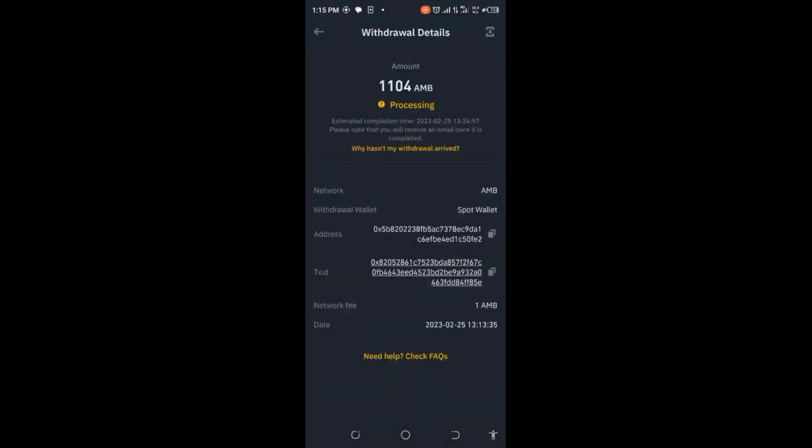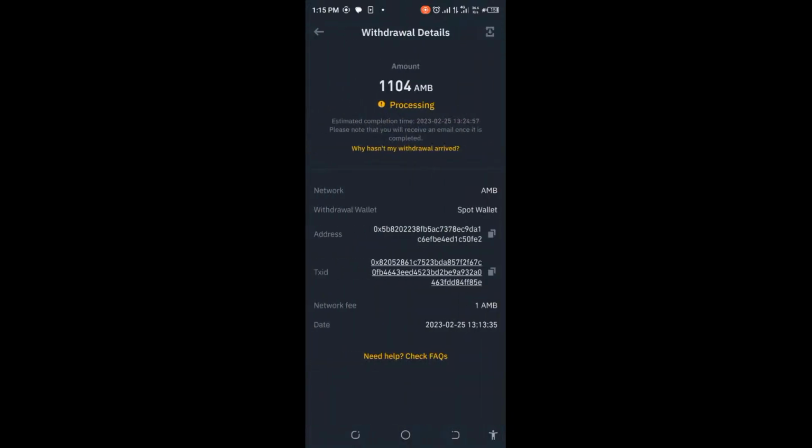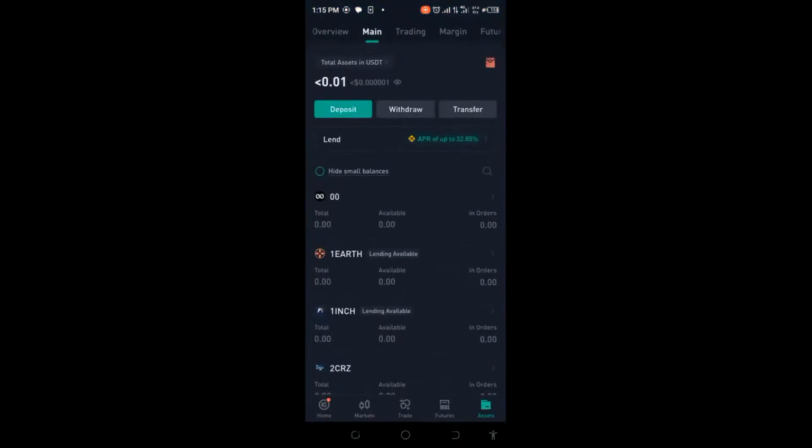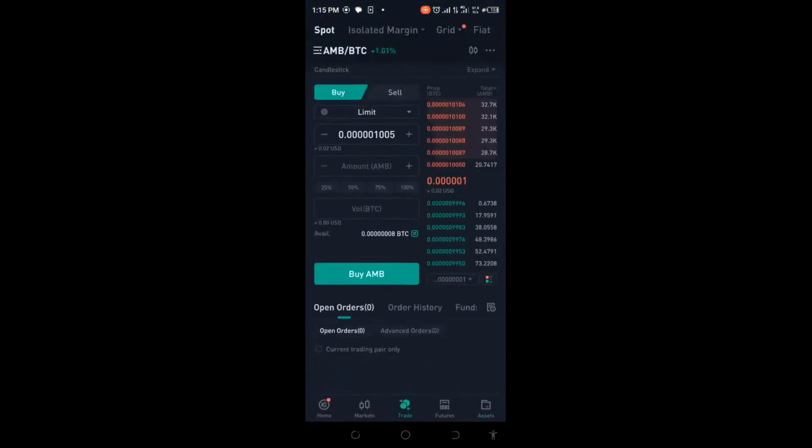So you can see that our 1104 AMB is currently processing. And for you to know, let's click on the transaction ID to see whether it will show us more info. Okay, this is not showing us any information. Let's just hold on a bit and see how long this will take. Okay, so let's go over to KuCoin and see what's going on there. Let's hope and pray that the price still is the same. It still looks the same.